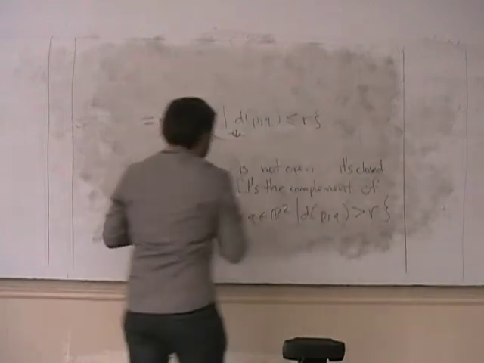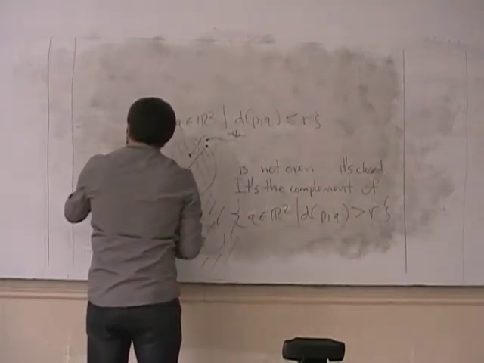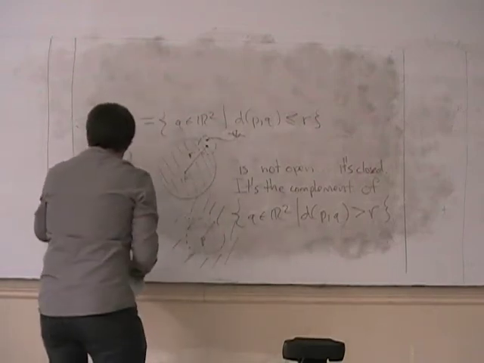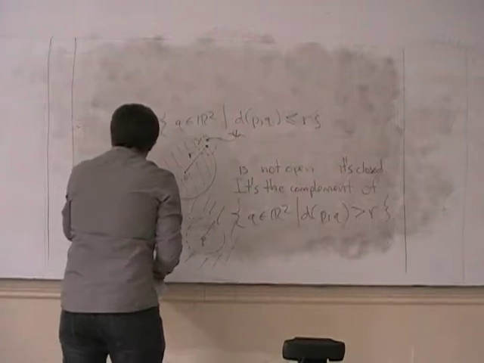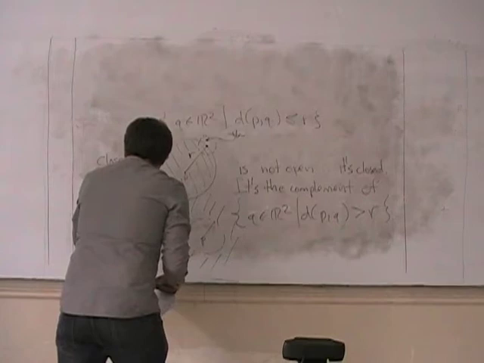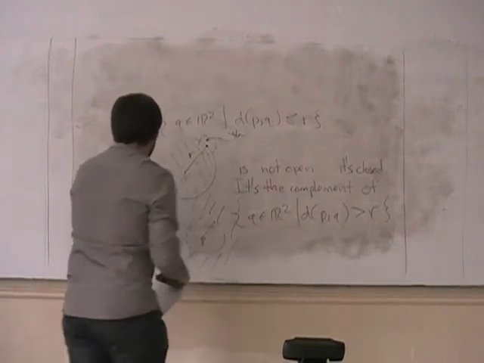So this is called a closed disk with center P, radius R. Closed disk.